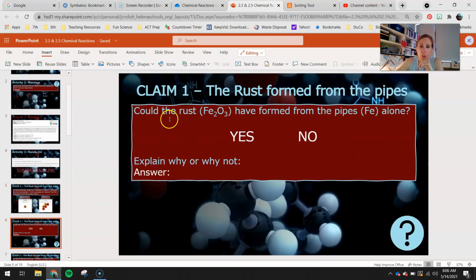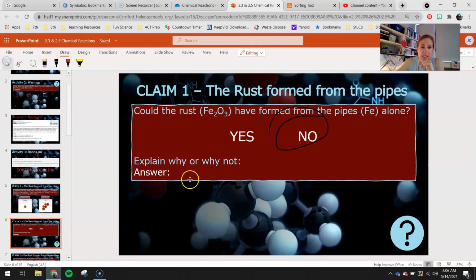So I would say, could the rust have formed only from the pipes? And I would use my draw tool and say a big old fat heck no. Okay, explain why or why not. You guys can type your answer there and say, well, the product has iron and oxygen, and if our only reactant was iron, we don't have oxygen available to make our product, so it can't be claim 1.